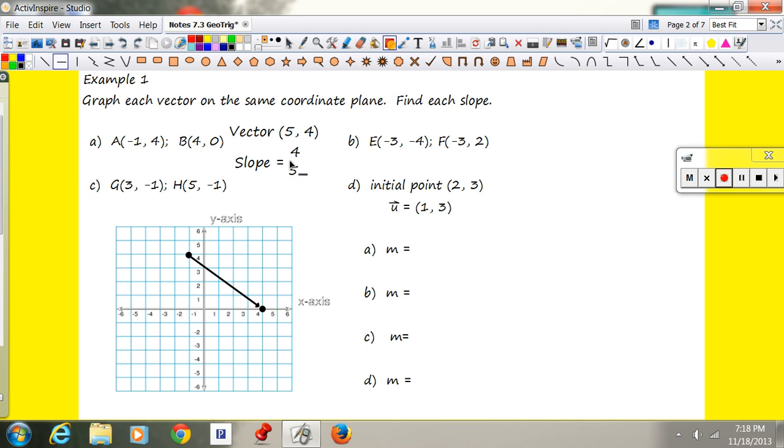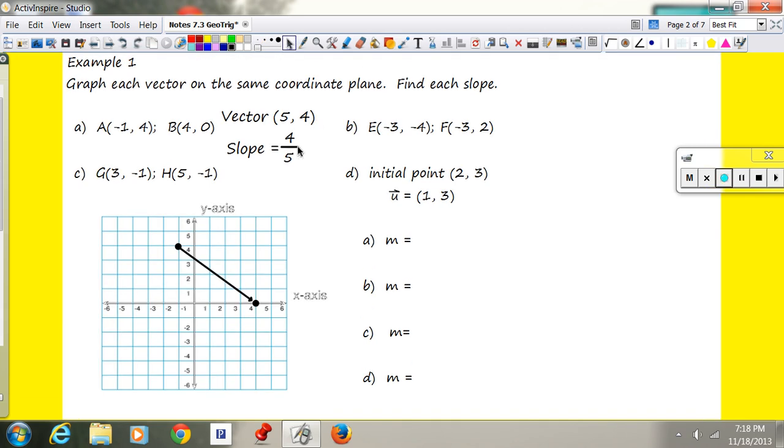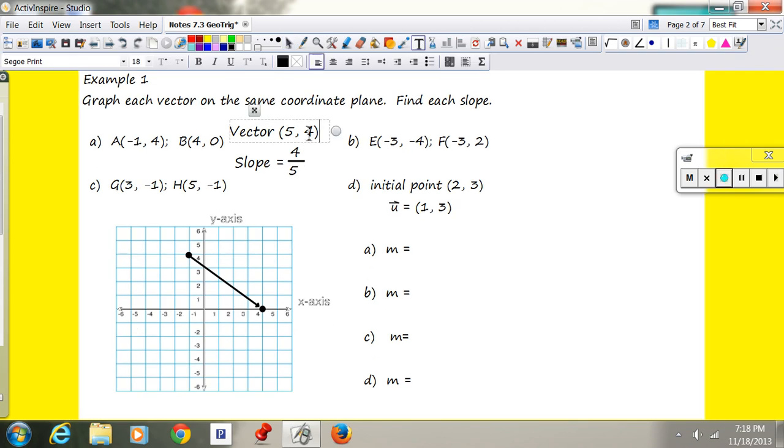Your component form is <5, 4>. Your slope is 4/5. So that would be for the first one. That's how they work. Okay, so the component form would be over 5 and down 4. Oh, I'm sorry, I just caught my own mistake there. Down 4, so it's -4. So your slope is -4/5, which makes total sense because the line is a downward line, so it's definitely a negative slope. So that's how you would do A, B, C, and D.